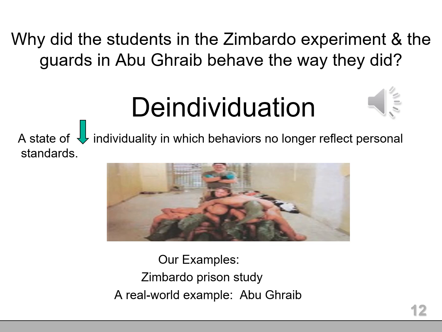Well, in both examples, de-individuation was in control of the situation. This is a state in which the person has less self-awareness and a very strongly reduced sense of individuality. Their group identity takes over. Sometimes you hear the phrase mob mentality. The person's behaviors are no longer reflecting their own standards, but rather this new group identity, this new mob mentality.